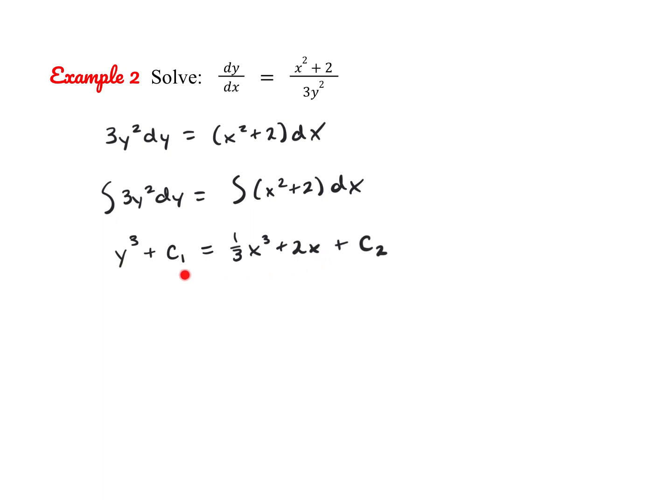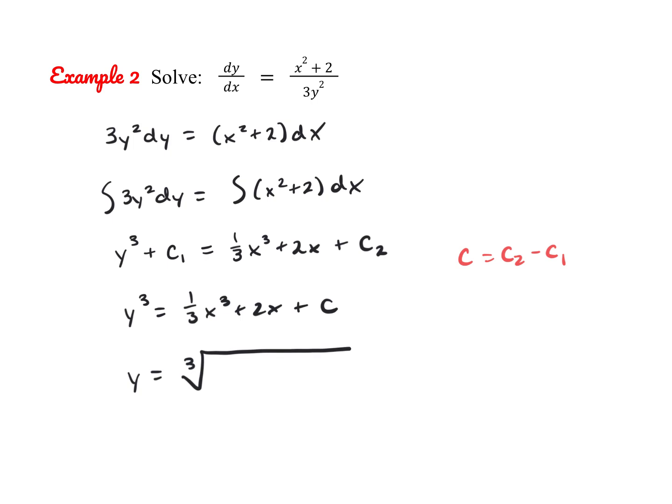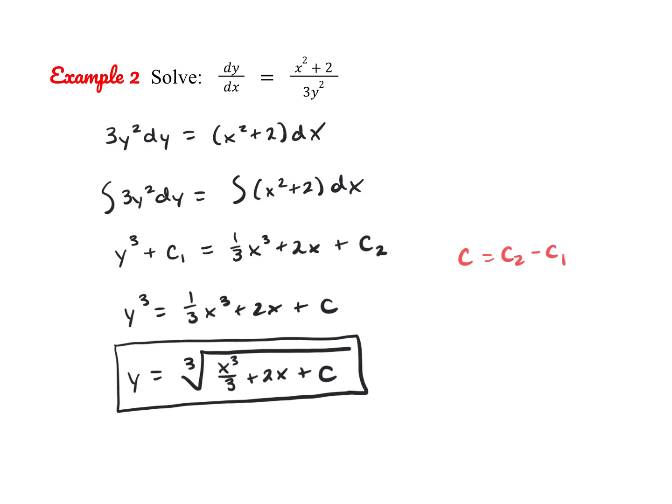And now we're going to see if we can continue solving for y. So I'm going to subtract this c1 to the other side. So when I do that, we end up with c2 minus c1. So we can just write this as c. So c kind of encompasses c2 minus c1. And then here to finish solving for y, we can just take the cube root of both sides. So cube root of everything. So the cube root of x cubed over 3 plus 2x plus c. And the c, your constant of integration, should be within your cube root. So notice that this is a general solution to our differential equation.